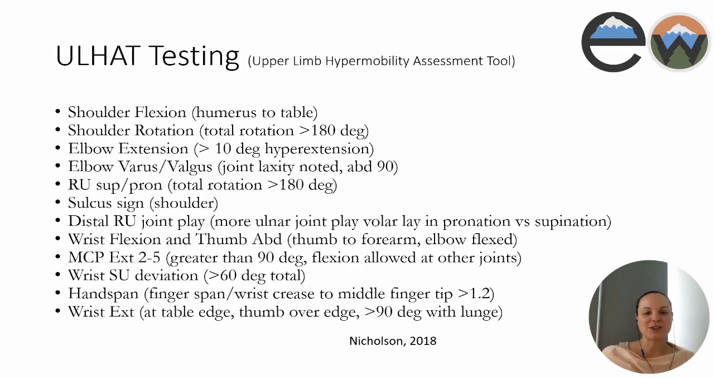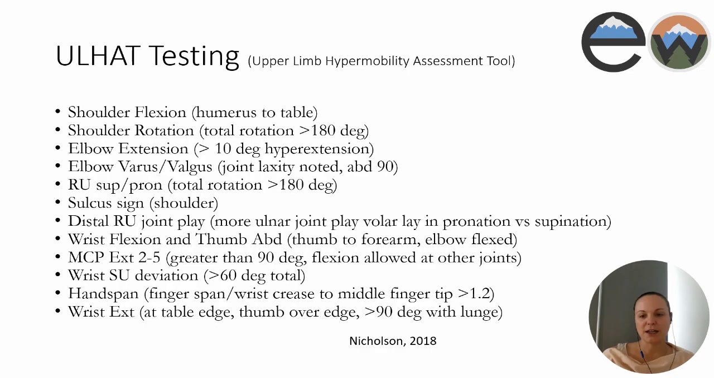But we look at shoulder flexion, so how easily can they bring their arm back behind them? Shoulder rotation, is it 180 degrees or more? And this is not cranking through it, and this is lying down on a table. Elbow extension, so we do the same as the Beighton, look for the elbow hyperextension. The elbow varus valgus is actually a joint laxity test that PTs are taught to do. The radial and ulnar deviation, or radial and ulnar supination pronation, is how far you can rotate palm up, palm down, and we measure at the forearm. So do they have excessive motion there?